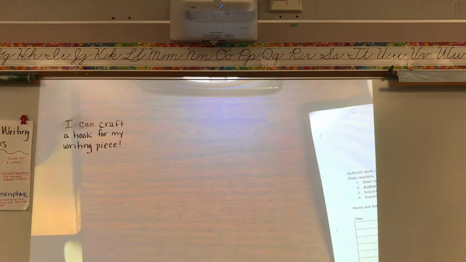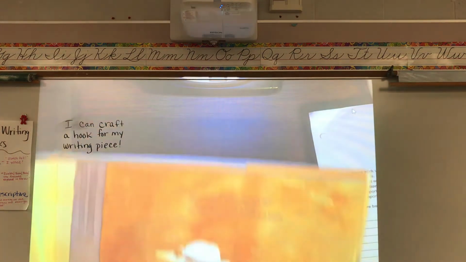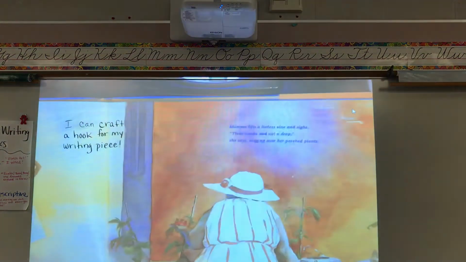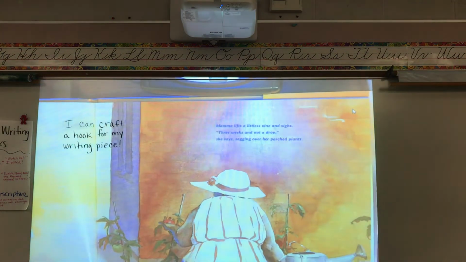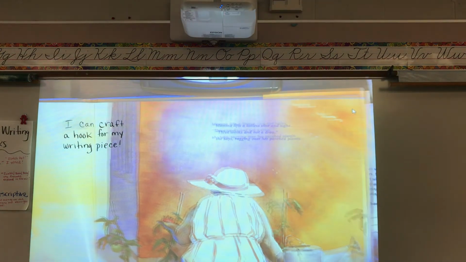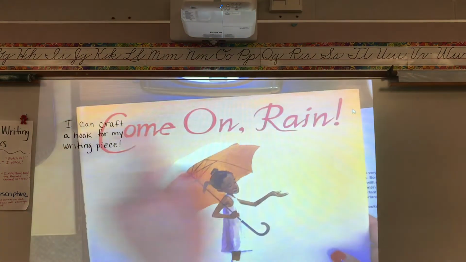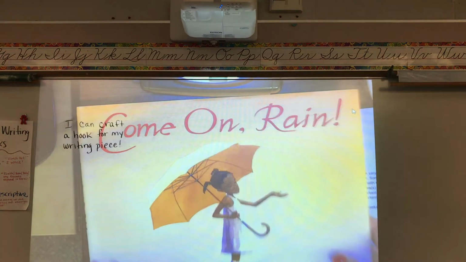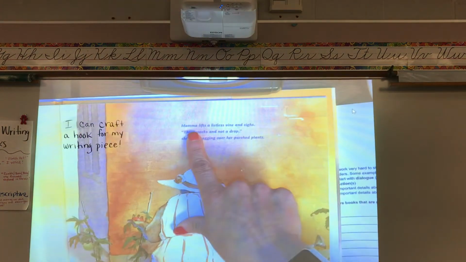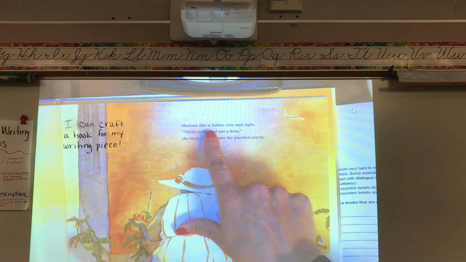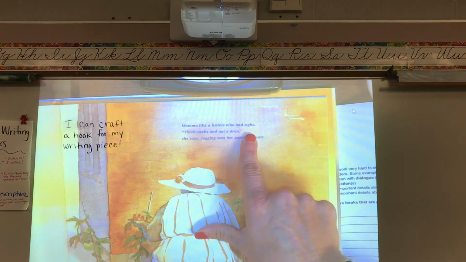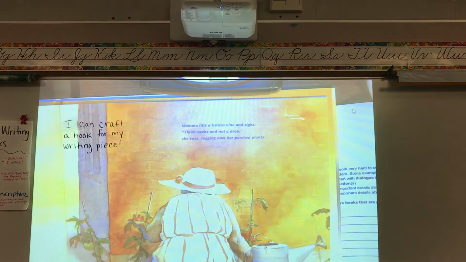The next type of hook that authors use is action, where it actually describes what the characters in the book are doing, okay? This story is called Come On, Rain, all right? Here, it starts out, "Mama lifts a listless vine and sighs." Okay, so it tells us exactly what she's doing, what her actions are.